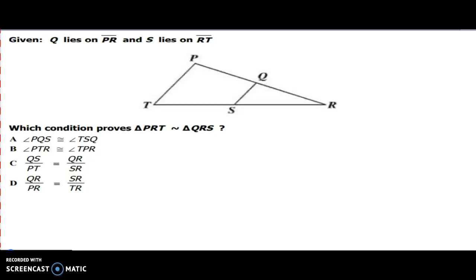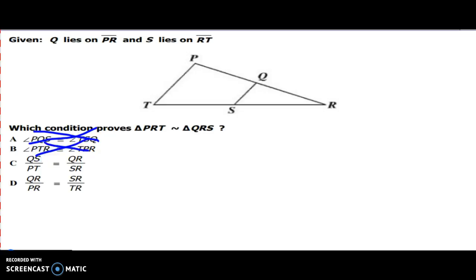Q lies on PR and S lies on RT. What condition proves that PRT is similar to QRS? For this one, we know sides, we can compare them. So angle PQS and TSQ, that one does not prove that they're similar, nor does this one.